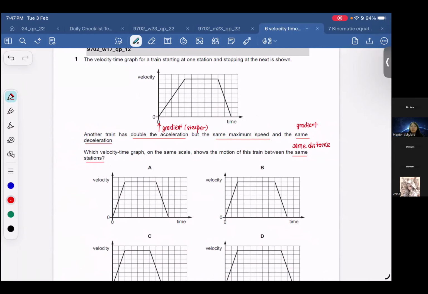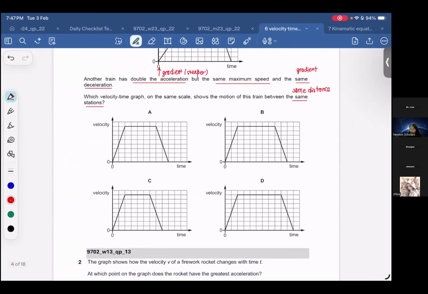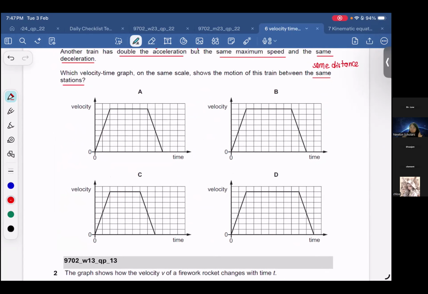But right now, I have a second train, which has double the acceleration, then achieves the same maximum speed, then at the end, the same deceleration. Okay, boys and girls, can you try using your understanding, A, B, C, D? Which one is your correct answer? If you get the correct answer, type your answer in the chat box to Newton Scholar.